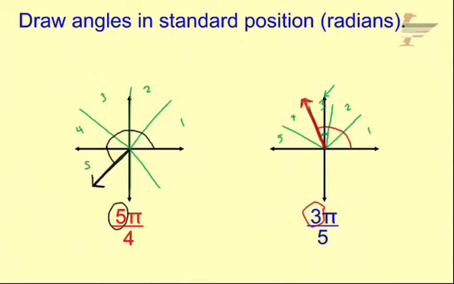So we took pi, we divided it into 5 sections. We ignored this y-axis because it's kind of in the middle of a section. And then we just counted the 3 sections we needed.